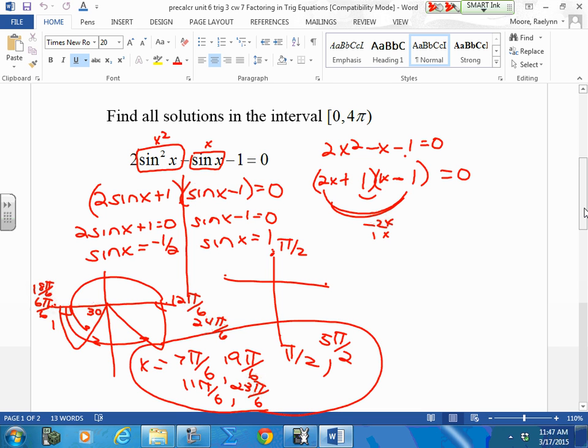Because sine is only positive up here at the 1. When it's 1. This guy down here is 0, negative 1. So then that's negative pi over 2 and 4 pi. So we only have to go from 0 to 4 pi.